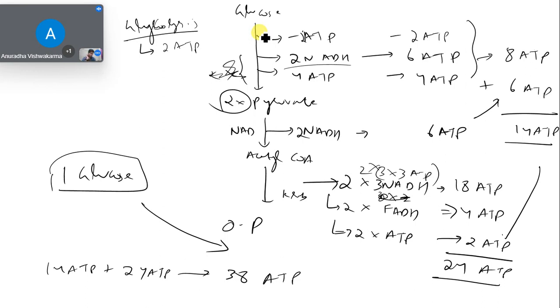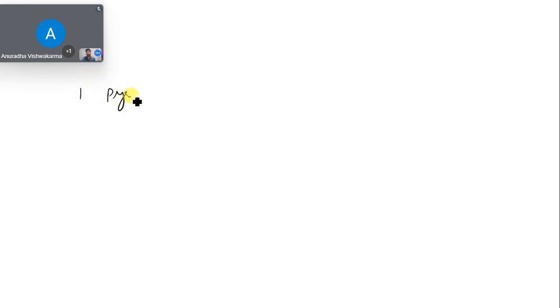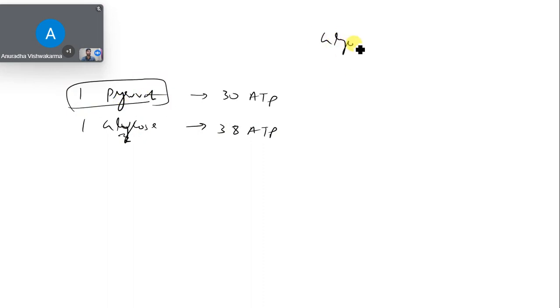24 plus 6, 30. Because pyruvate is also converted to acetyl CoA, so from here it is 24 plus 6, 30. So one pyruvate, 30 ATP, and one glucose, 38 ATPs. This is based on the substrate. Now, if someone asks you about glycolysis, how many ATPs? That is only 2 ATPs. If they ask specifically about Krebs, you have to tell 24 ATPs, right?